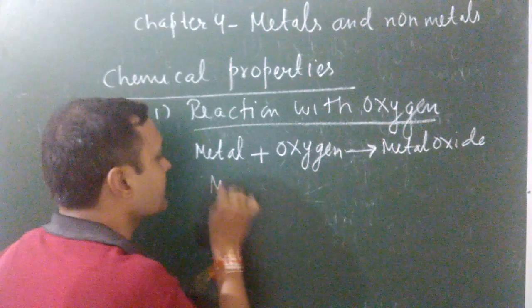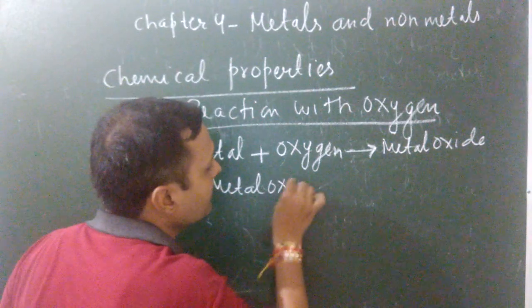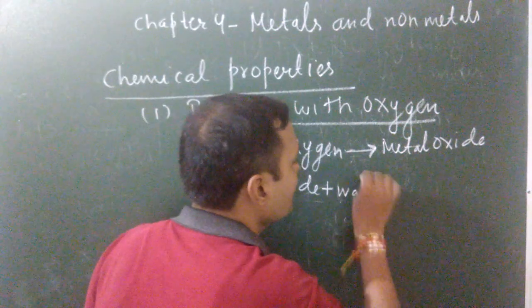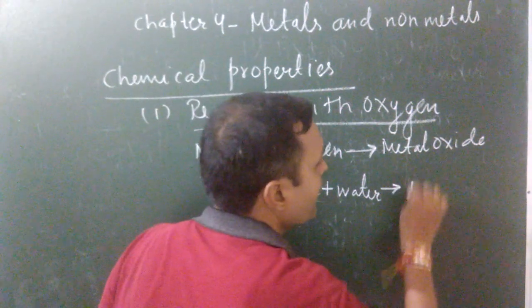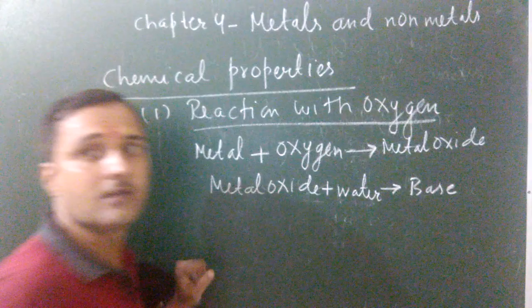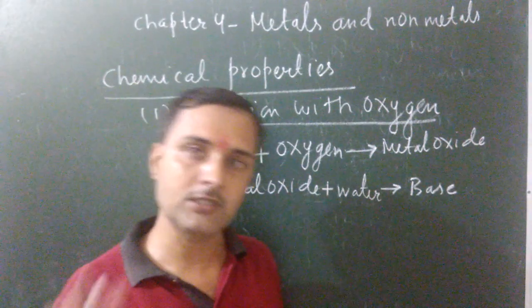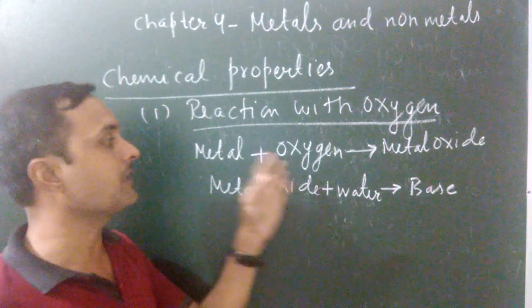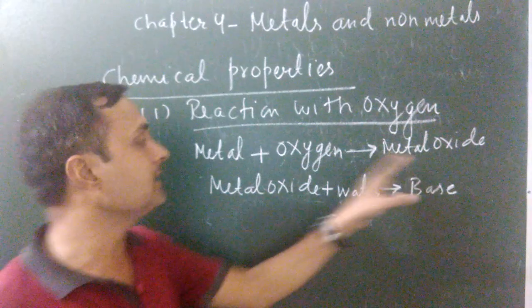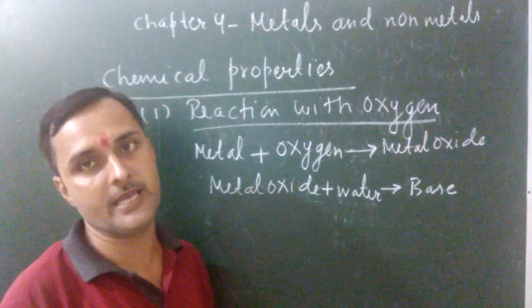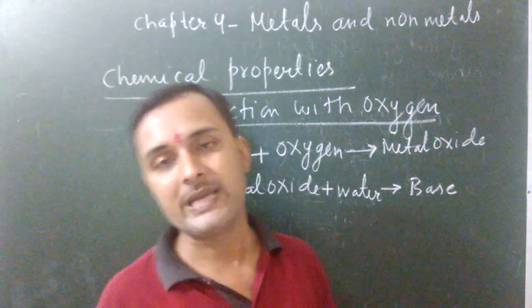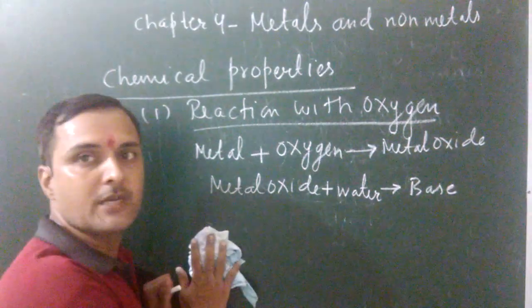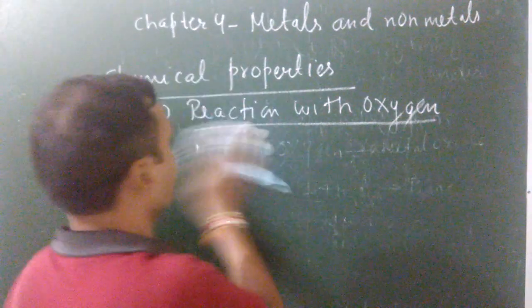And when this metal oxide combines with water, that means H2O, it gives rise to a base. So what happens when a metal reacts with oxygen? There are a total of two steps. In the first step, the metal combines with oxygen and forms metal oxide, and when this metal oxide combines with water, it forms a base. The most common metals are sodium, calcium and magnesium. Now let us see the reactions of sodium, magnesium and calcium with oxygen.